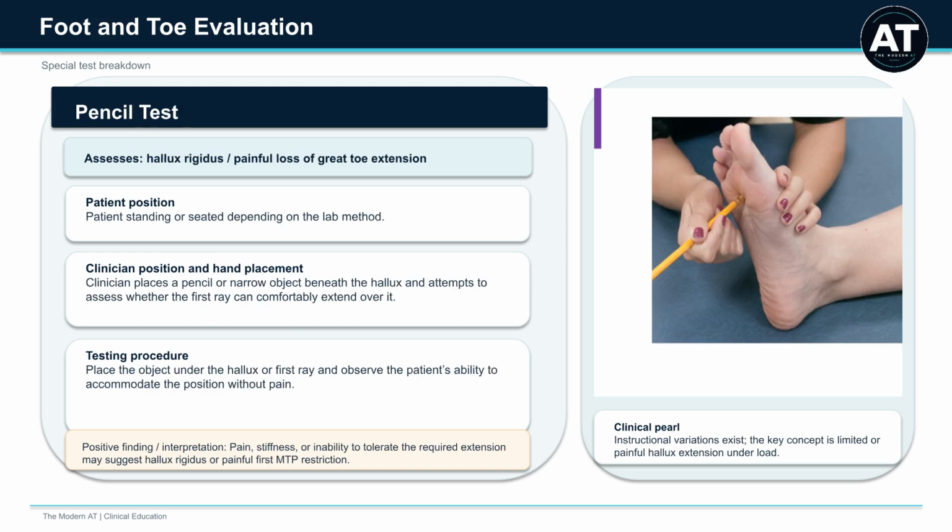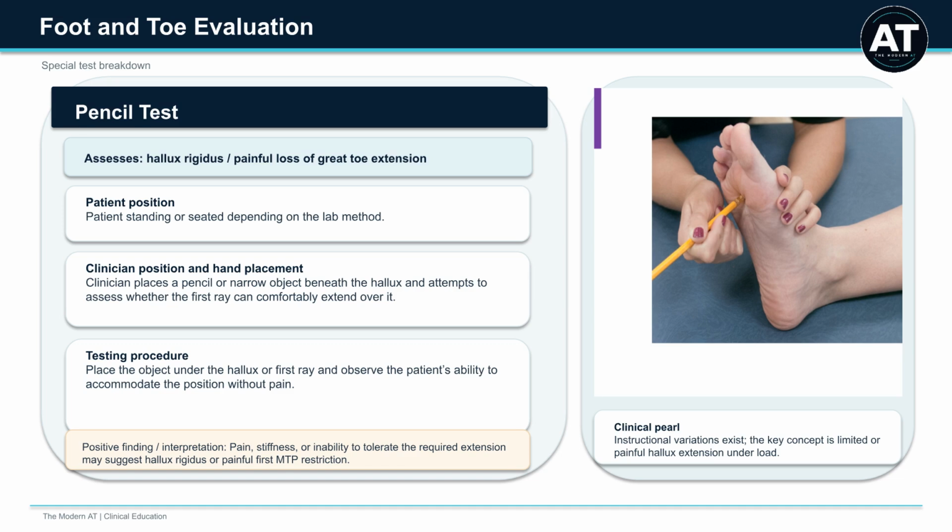The pencil test is used as a practical screen for painful loss of great toe extension, often discussed with hallux rigidus. The patient may be standing or seated, depending on the lab method. Place a pencil or narrow object beneath the hallux or first ray and observe whether the first MTP can comfortably accommodate extension. Pain, stiffness, or inability to tolerate the position may suggest limited or painful hallux extension.